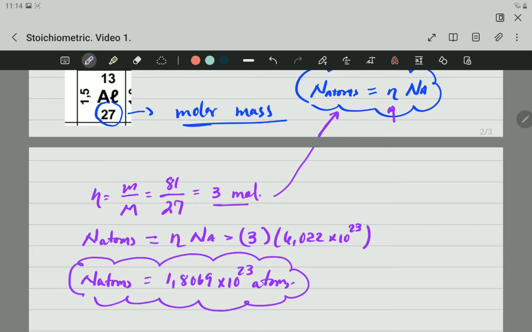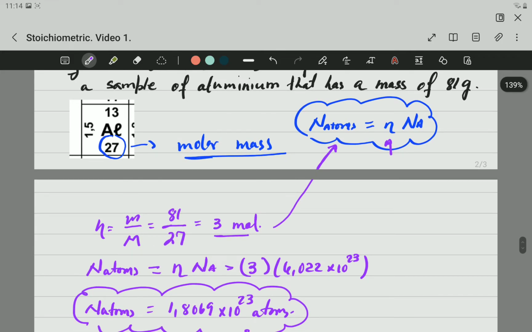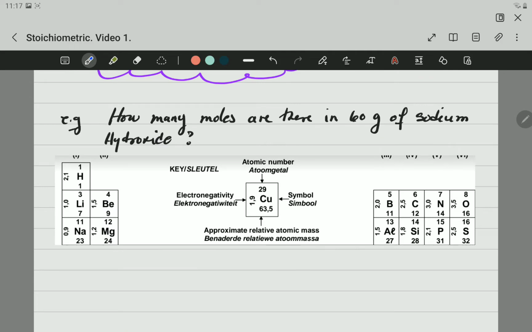I hope this works. Now the good thing about the video is that you can pause the video, you can move the video back and rewatch the example, but it's a very simple example here. All right, now let's see another example, a little bit more complicated because we have a little bit more substances or more elements involved. So how many moles are there in 60 grams of sodium hydroxide?